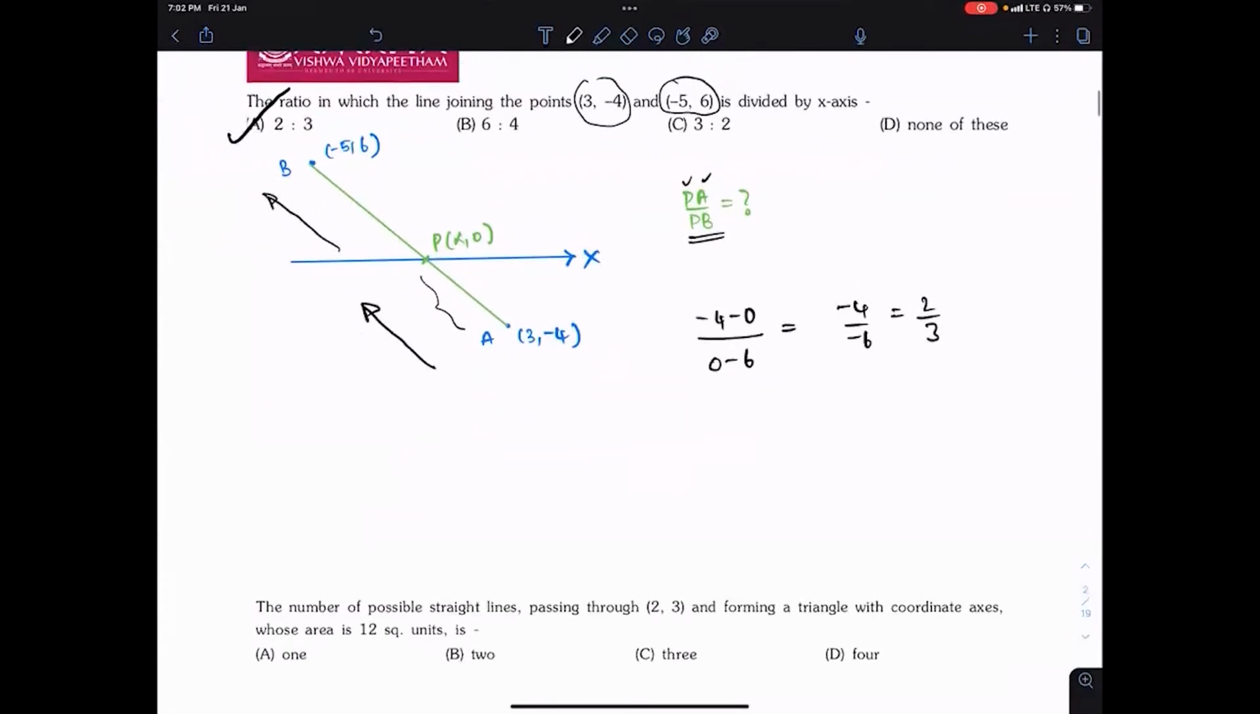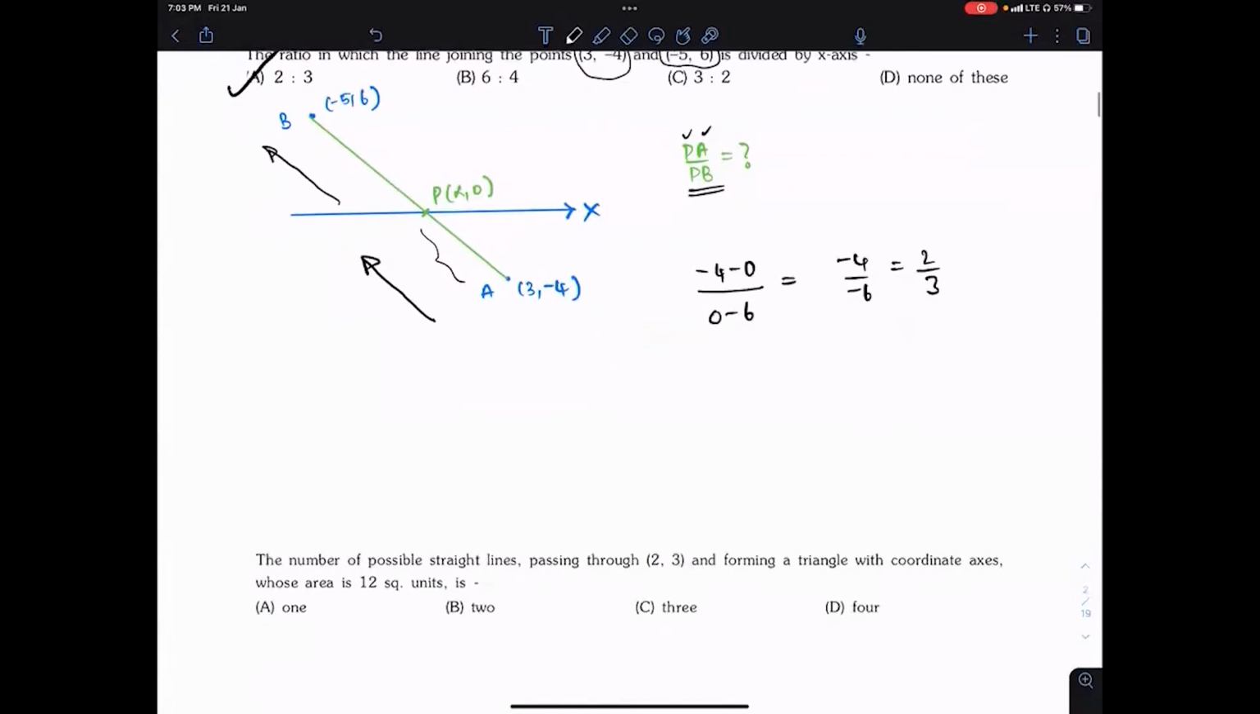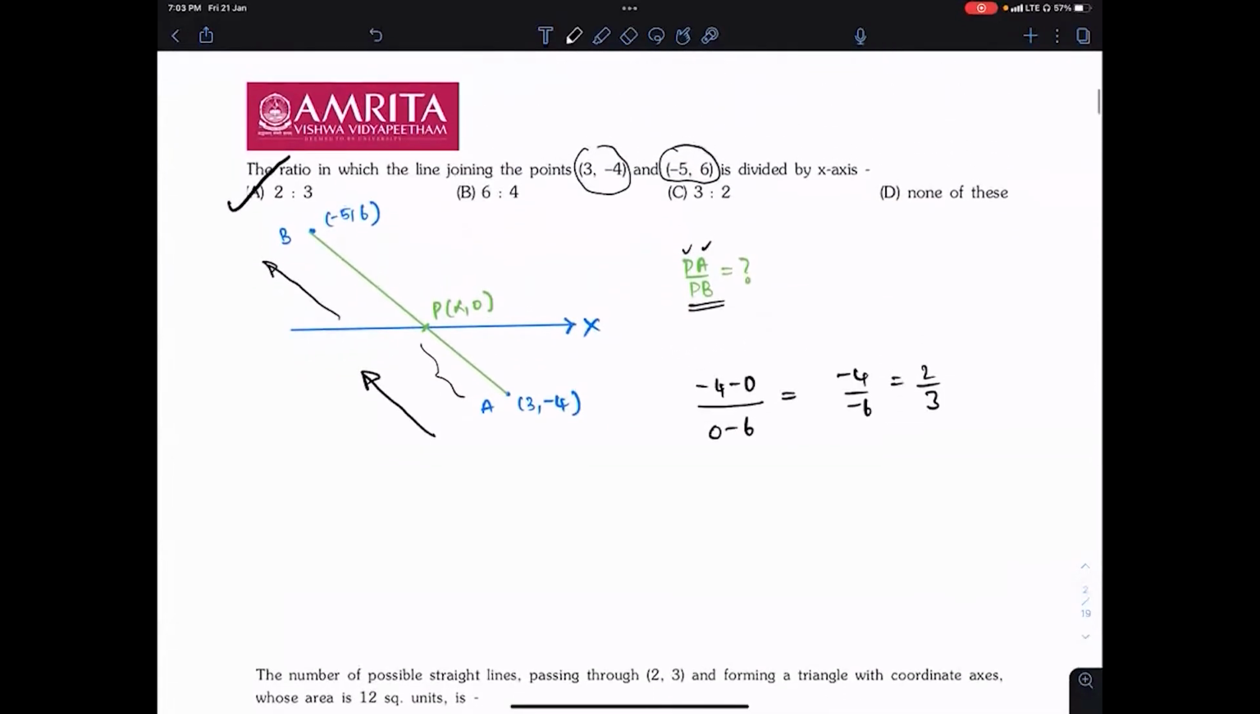Now, there are some extension questions for this also. Let's keep the same 2 points, but we will change the x-axis. So instead of saying x-axis, let's say divided by x minus 2y plus 3 equal to 0. Okay.